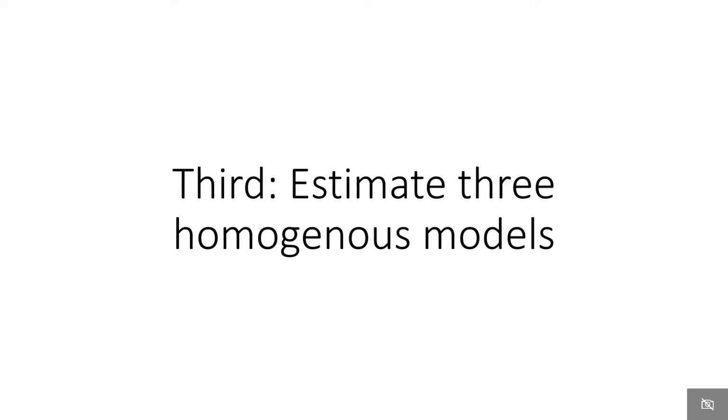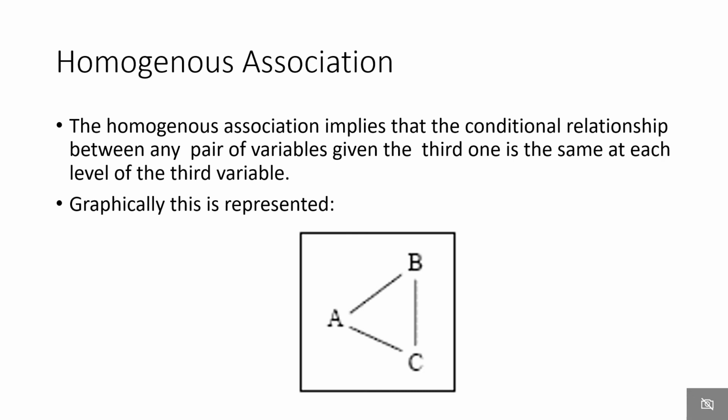The third thing we need to do is to estimate 3 homogeneous models. Homogeneous association implies that the conditional relationship between any pair of variables, given the third one, is the same at each level of the third variable. And this is how we can graphically represent this.